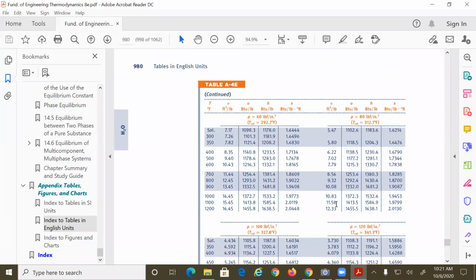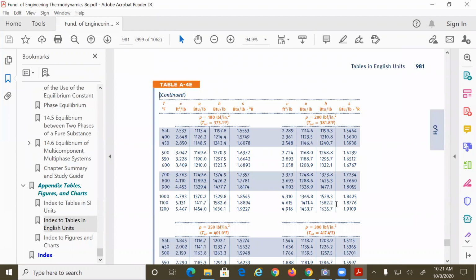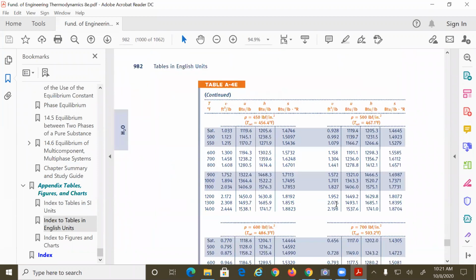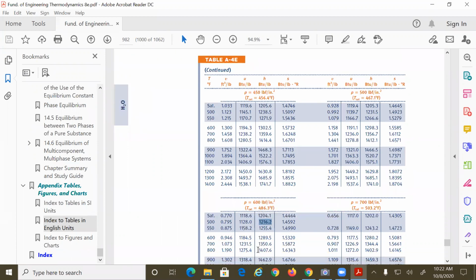So 600 and 500. The value for H2 will be 1,216.2, no? All right. So we go to table A4E, we get that H2 is 1,216.2 BTU per pound.